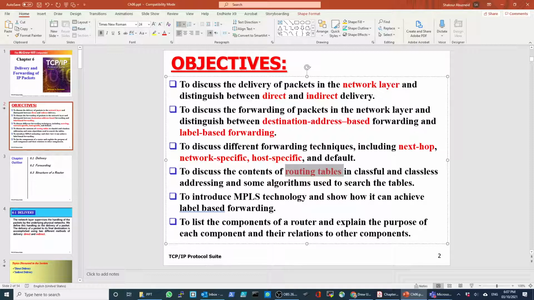Also, we'll take a look at routing tables in classful. What does classful mean? Class A, B, C. Or classless. Remember the CIDR with the slash last time? The slash is a classless network. So there's classful and classless addressing. We discussed them very well last week, and you need to do the homework. You'll learn a lot when you do the homework.